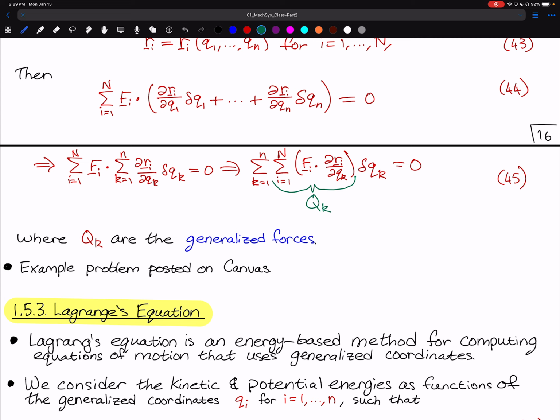Yeah, I think there's either an example problem posted on Canvas or I intend to post one. If there isn't one posted, let me know and I will figure that out. Are there any questions before we move on to Lagrange's equation? All right.